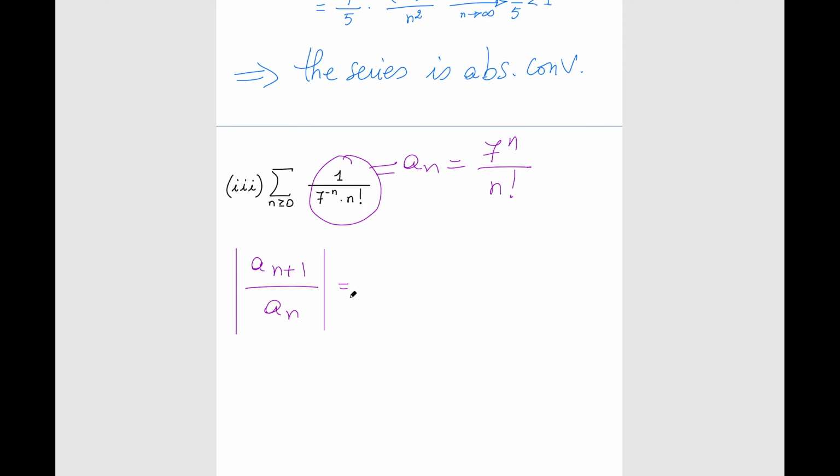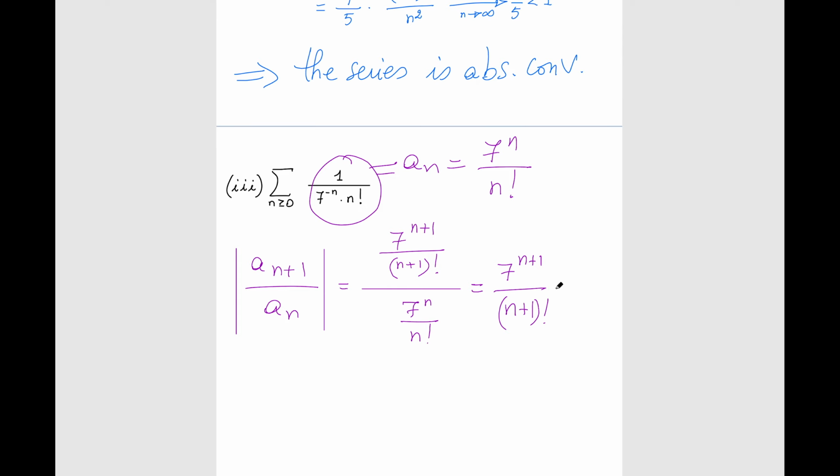Well, we don't need the bars here because a_{n+1} and a_n are both positive, so no need for bars, right? Because everything is positive. So we get 7^(n+1) divided by (n+1) factorial, divided by 7^n divided by n factorial. Yes?